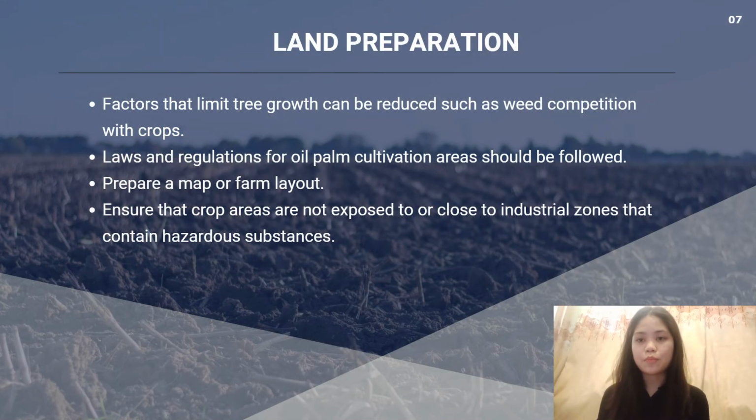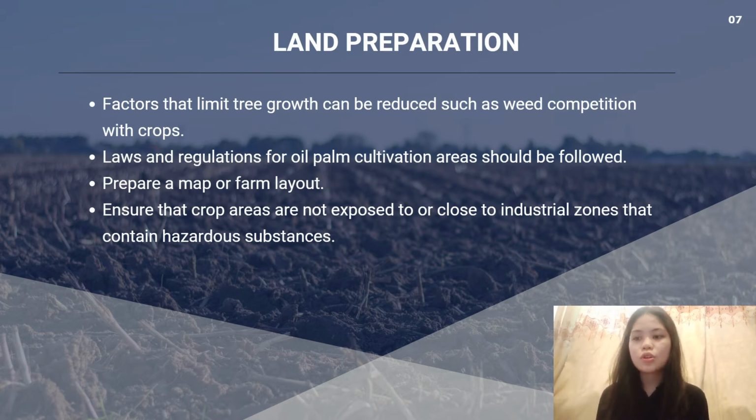Through proper land preparation, factors that limit tree growth can be reduced, such as weed competition with other crops. Laws and regulations for oil palm cultivation areas should be followed to prevent land acquisition. In addition, prepare a map of farm layout. The selected planting area must be accurate and in accordance with the guidelines of the relevant government agencies.